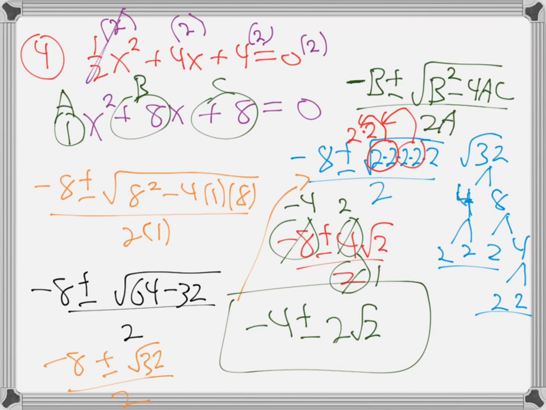Those are two separate answers. Do you understand that? That means negative 4 plus 2 root 2 and negative 4 minus 2 root 2. It's a shortcut way of saying two different answers. Is that good? Questions on that one? Okay? All right. I'm going to move ahead. You're good.